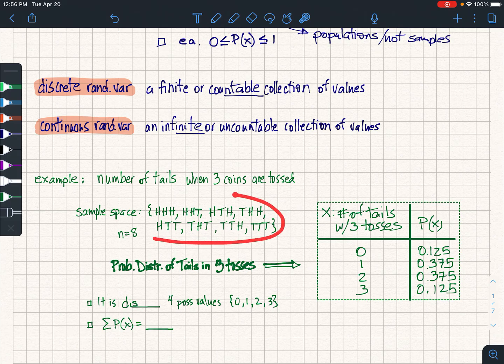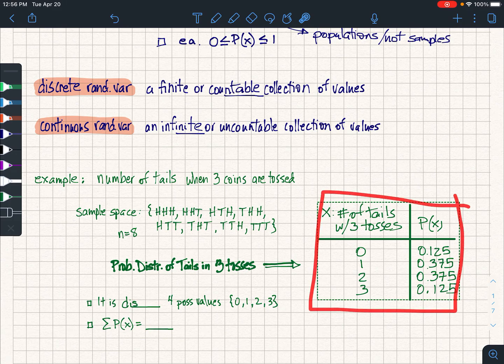Here is the sample space that helps me build my probability table. There is, for example, only one case where there are no tails, and that would be that one, right? And there's one case when there are 3 tails. And then we can look at both 1s and 2s, and there are 3 of those, so 3 out of 8 are the 2 values that show up in my probability. So this is called a probability distribution of tails in 3 tosses. So that's the table version.